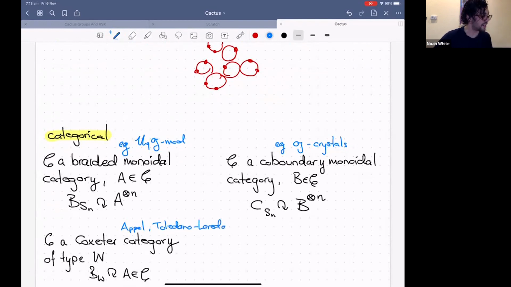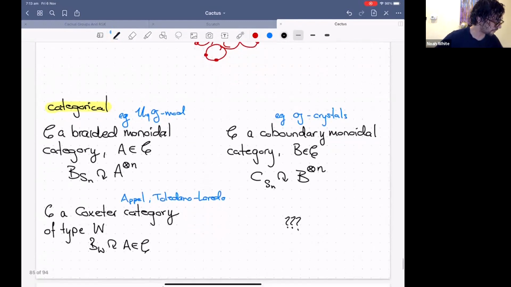Okay, then this is kind of an analog where you have the type W Coxeter group acting on every object. And so this kind of corresponds to the internal action that you get from the quantum Weyl group. And the picture on this side, well, I don't know, but I'm sure there is something there. It's just waiting to be worked out. I guess the only thing missing is some motivation, but I'm sure it exists.